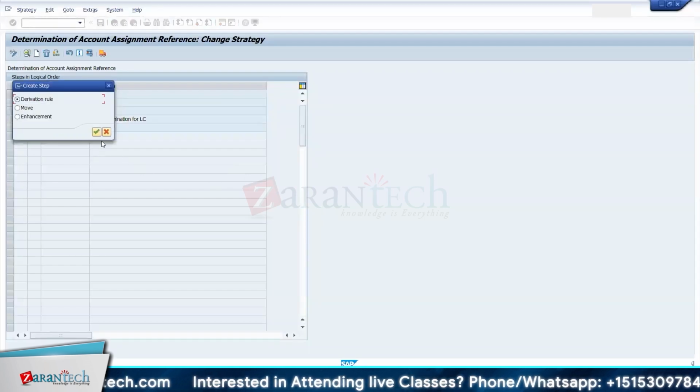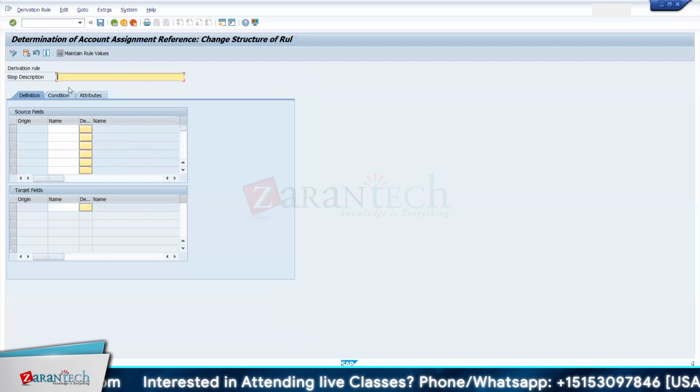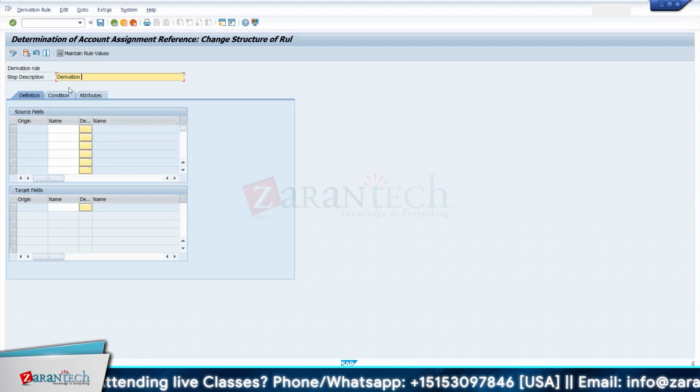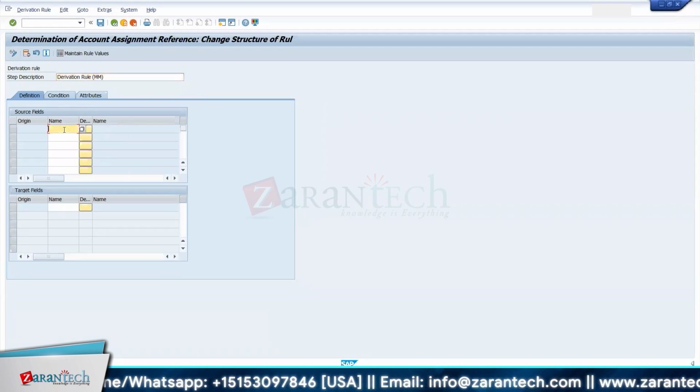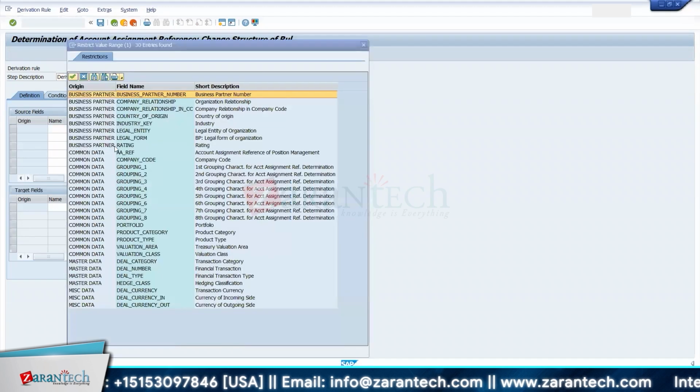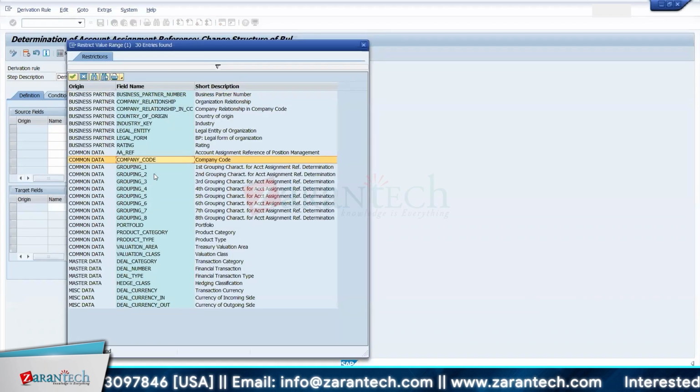So I'll say derivation rule for money market. And here, what are the parameters I'm going to select? So I would say company code.